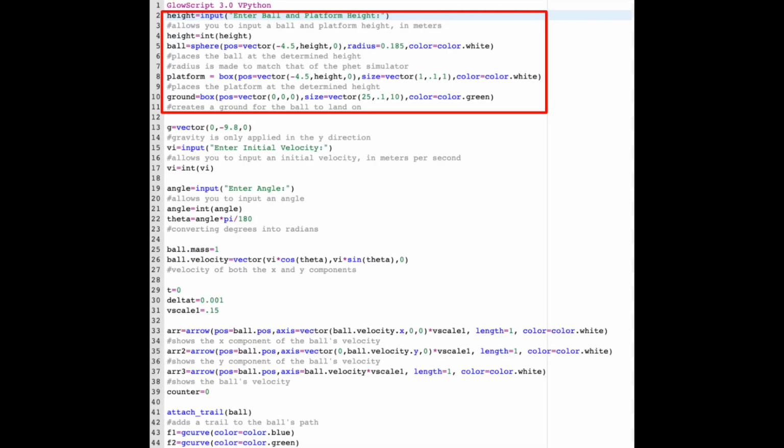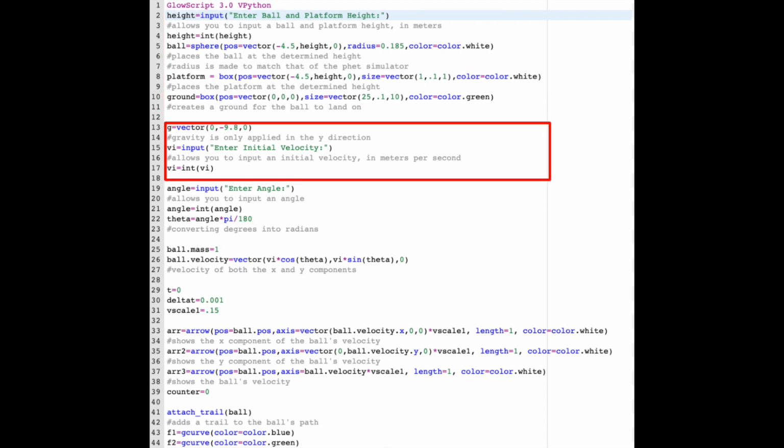This portion of the code sets up the height for the ball on the platform and also allows the user to input a height for the ball on the platform. These next few lines place the ball at the chosen height of the platform and make its radius match that of the PhET simulator. The next lines set up the platform at the chosen height and create a ground for the ball to land on.